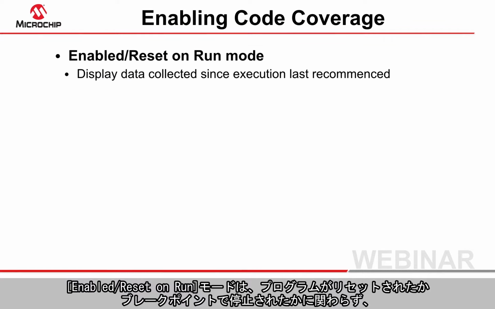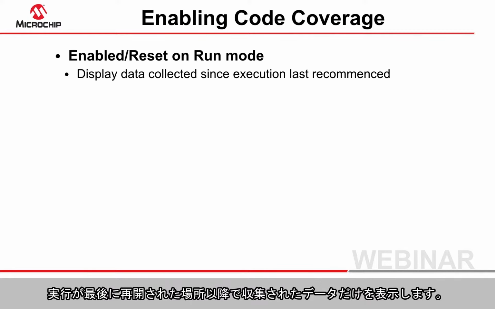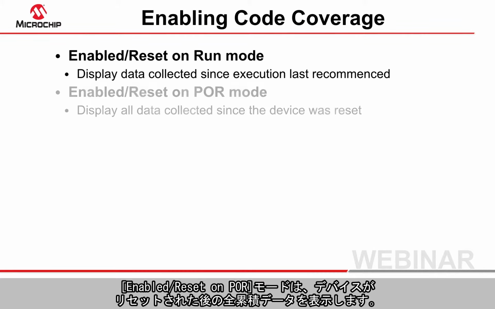The Enabled Reset on Run mode will display only the data collected since the location where execution last recommenced, regardless of whether your program was reset or stopped at a breakpoint. The Enabled Reset on POR mode will display a cumulative total of all the data since the device was reset.